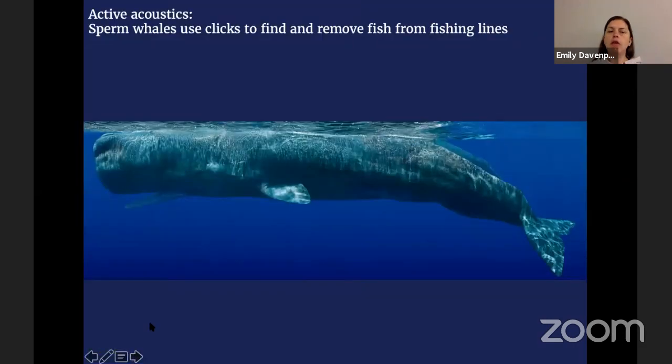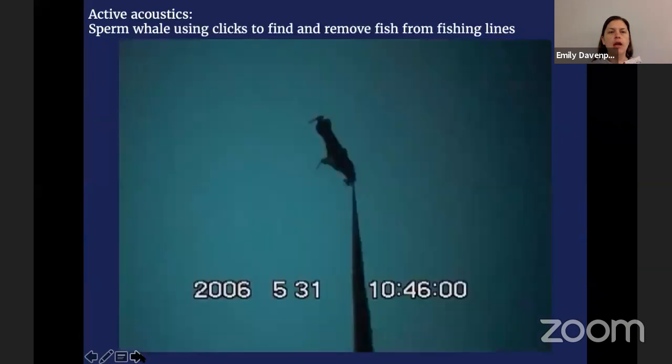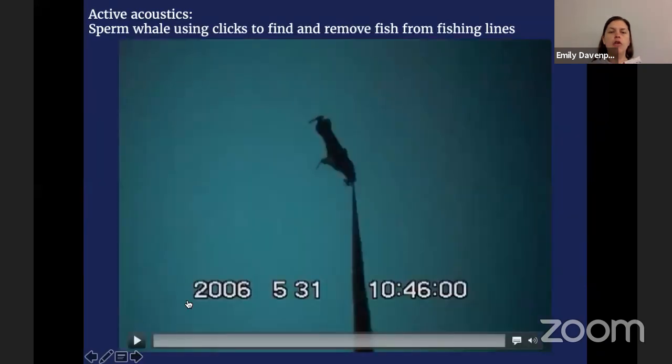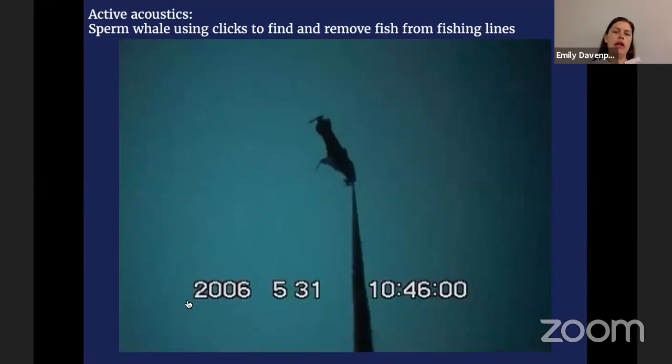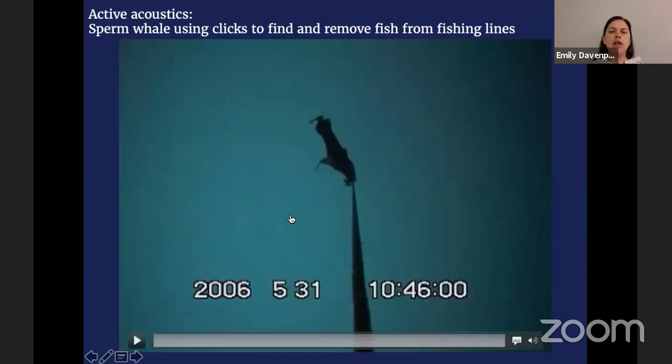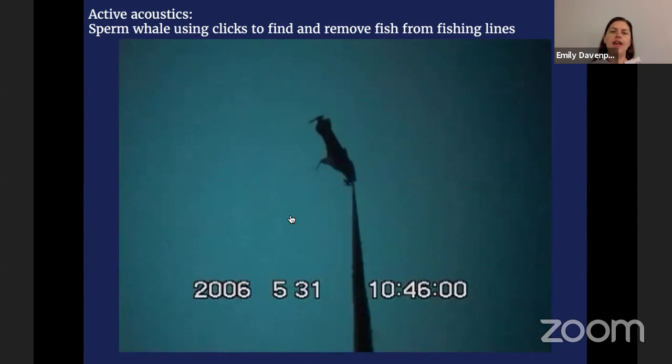Another animal that uses echolocation besides dolphins are sperm whales. This next video will show a sperm whale. You'll see the sperm whale at the end, but you're going to hear the sperm whale. It's actually using clicks to find fish that are attached to a fishing line and get them off the line to eat them. These sperm whales have figured out that fishermen have fish on a line and they're going to find them and steal them.